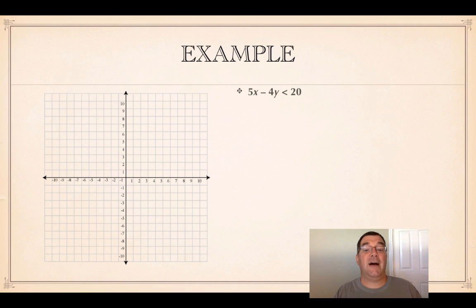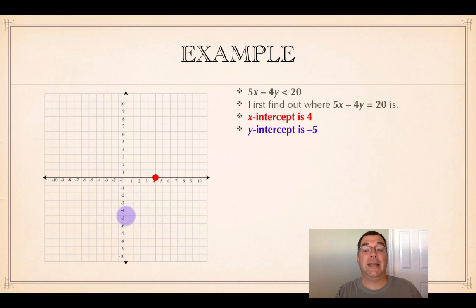So let's do 5x minus 4y is less than 20. Well, the first thing I need to do is figure out where that boundary line goes. That boundary line is at 5x minus 4y equals 20. Okay, so to find the x-intercept, remember I cover up the y's and I solve for x. So that would give me 5x equals 20, so x would equal 4. The x-intercept is at 4. If I want to figure out the y-intercept, I cover up the x's. And if I do that, I get -4y equals 20, so y would be -5. So that's where the y-intercept is. I now have 2 points, so I know exactly where the line goes.